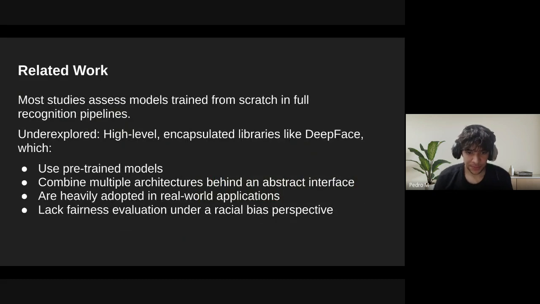Most studies focus on models trained from scratch using full facial recognition pipelines, but one important area that is still underexplored is the use of high-level encapsulated libraries like Deepface, which use pre-trained models, combine multiple architectures behind an abstracted interface, are heavily adopted in real-world applications, and lack fairness evaluation under a racial bias perspective.